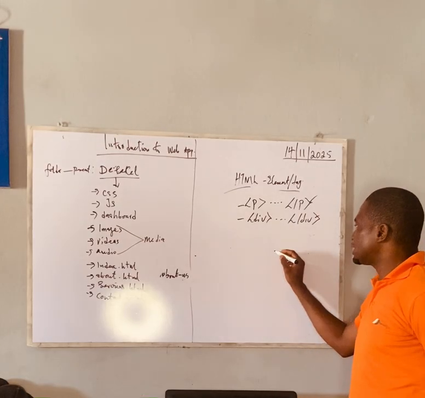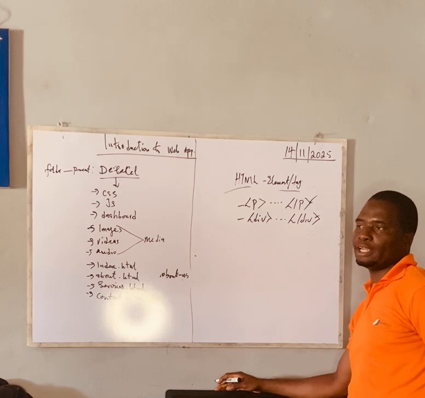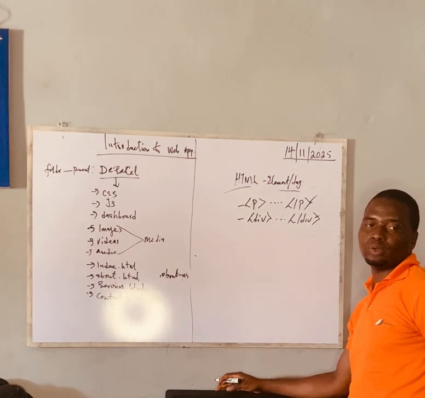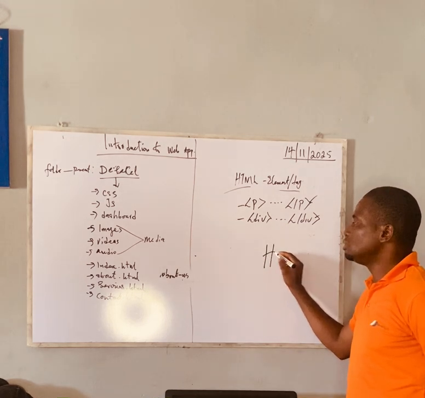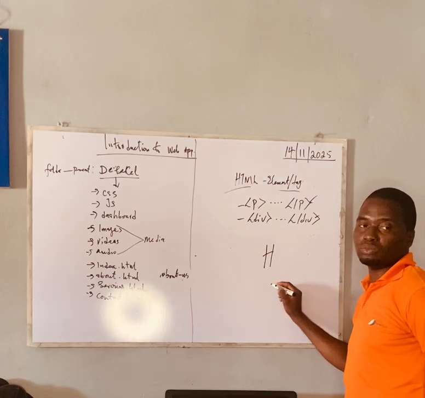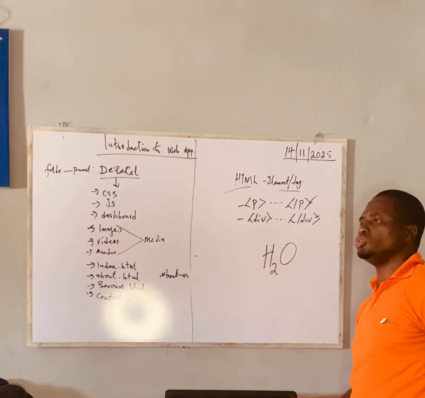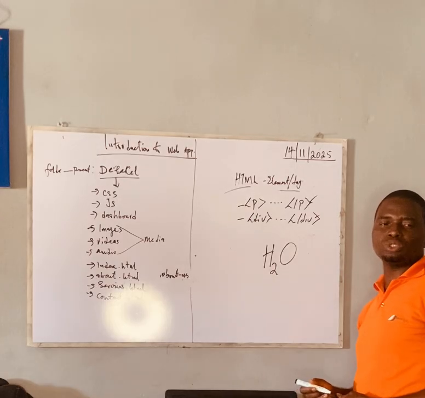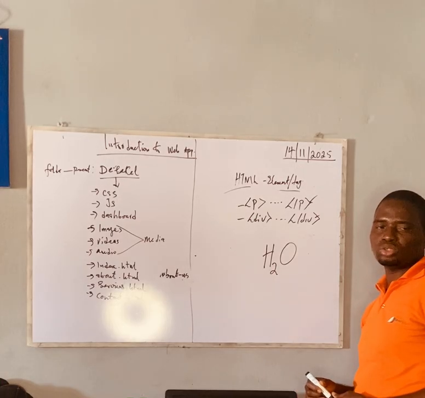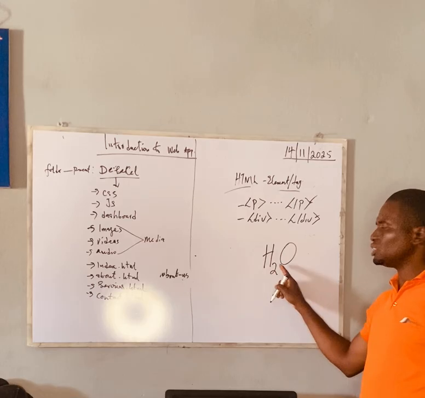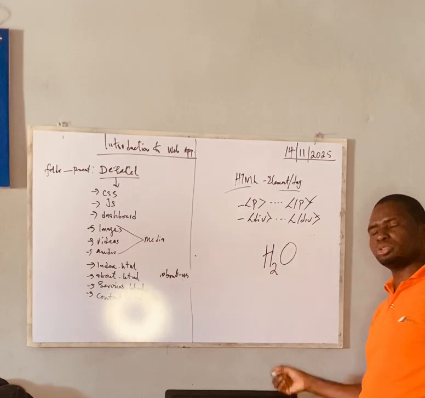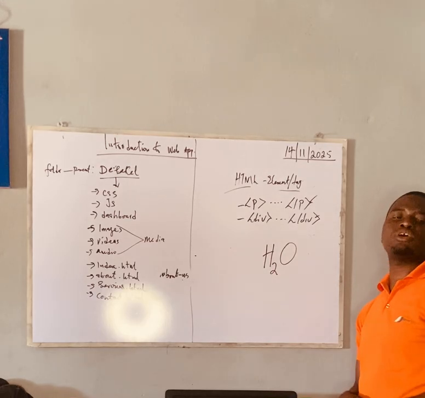Now, let's say, what is the formula for water? H, 2 up or down? 2 O, right? Good. You are asked to represent this with code. What is the challenge? The 2 is coming down, right? Good. There is a tag for it.